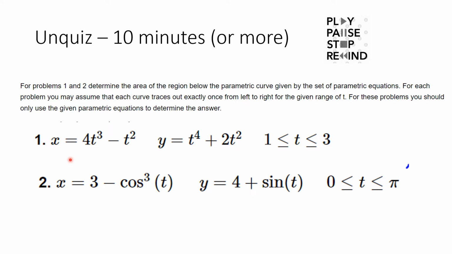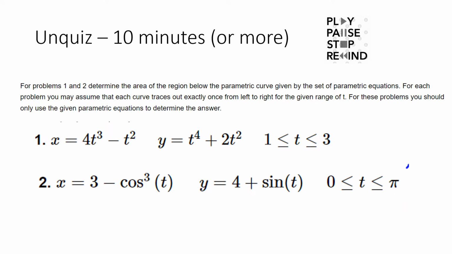So problem number 1 is x is equal to 4t cubed minus 4t squared. Y is equal to t to the 4th plus 2t squared. And t runs from 1 to 3. And for number 2, it's x is equal to 3 minus cosine cubed of t. Y is equal to 4 plus sine t. And t runs from 0 to pi. So please give it a go.